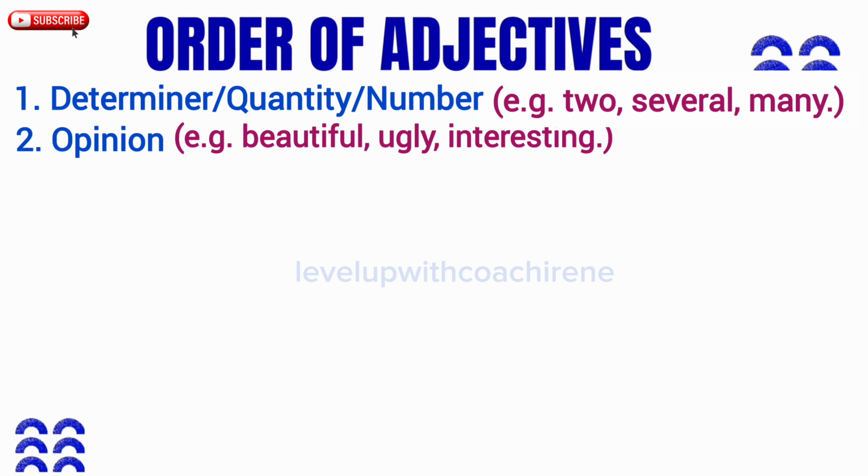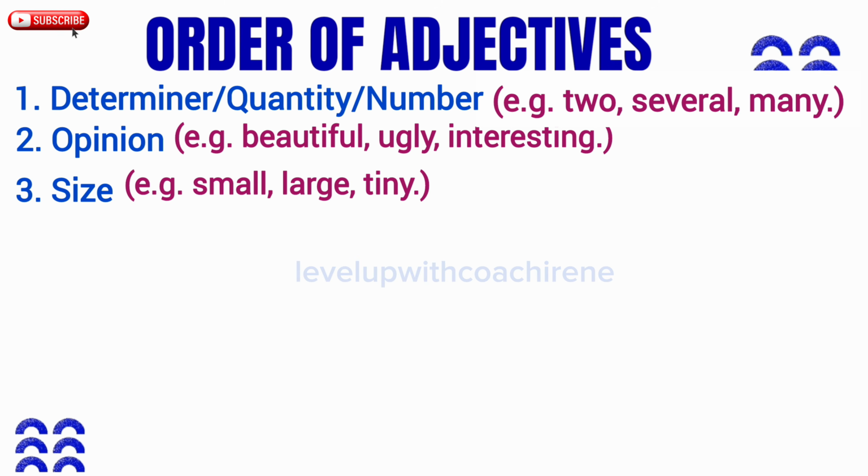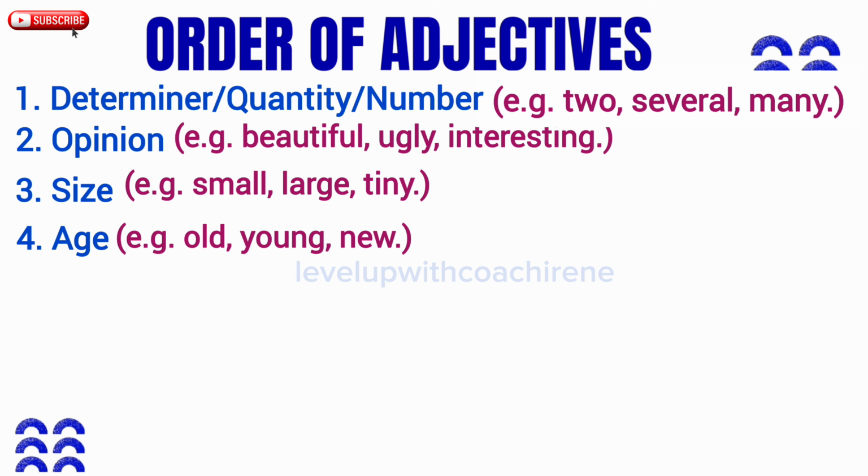Examples: beautiful, ugly, interesting. Number 3, size. Examples: small, large, tiny. Number 4, age. Examples we have old, young, new. Number 5, shape.